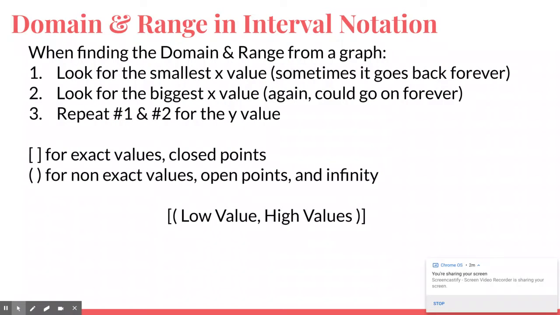So for domain and range, we're looking at the smallest value and then the biggest value, and you're writing those in this format right here, where it's the low, comma, the high. And then what we're going to be doing is looking at brackets and parentheses. For the brackets, our exact values are closed dots, closed points. Parentheses are for non-exact values, open points, or infinity.